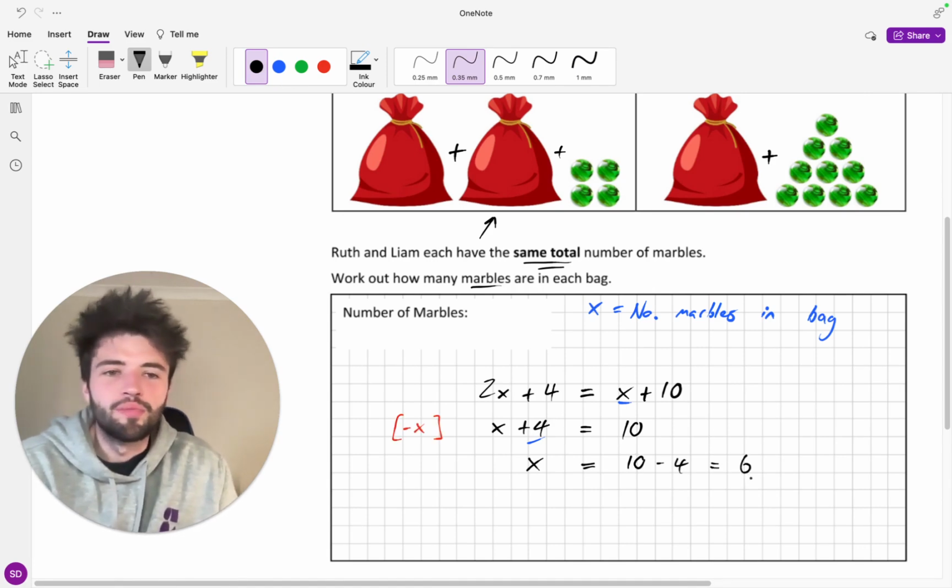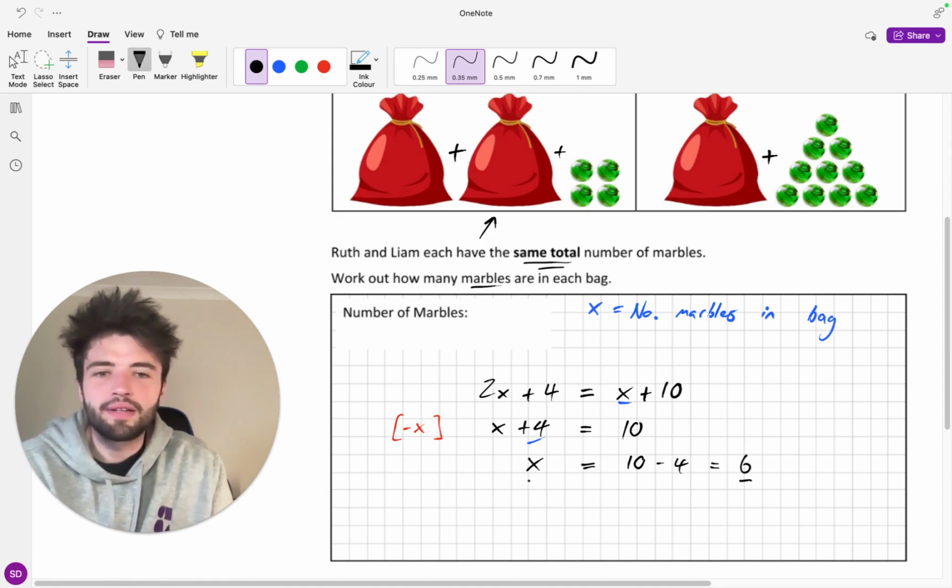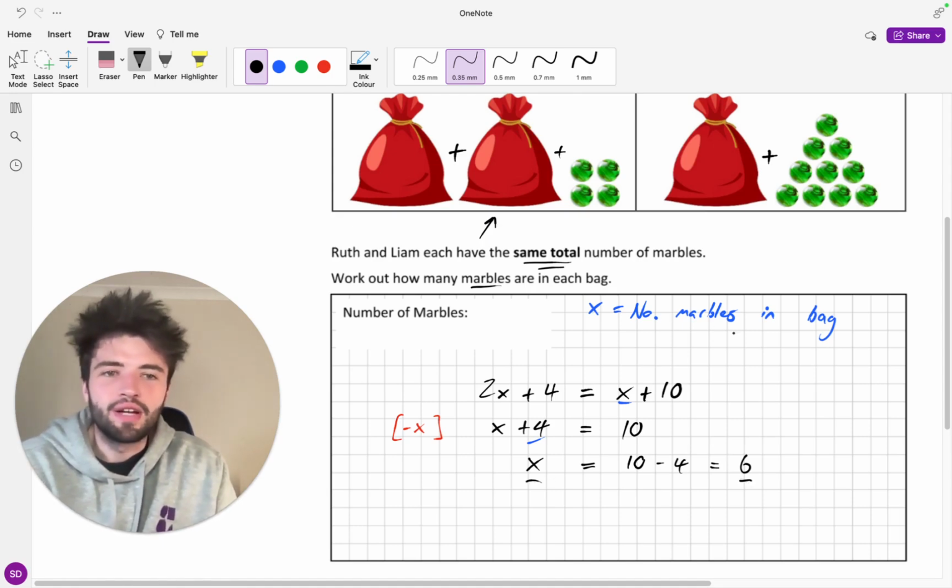And so this is actually the number of marbles that we have in all of the bags. So there's 6 marbles in all of these bags that we see in our diagram, and so that is going to be it for this question.